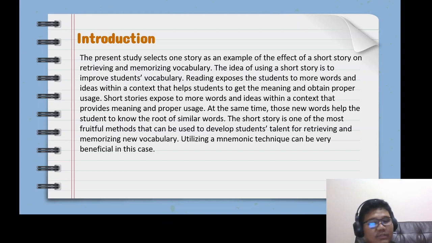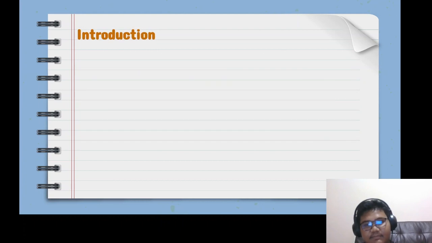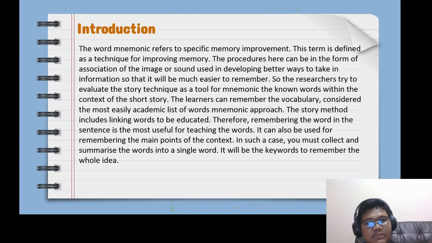The short story is one of the most fruitful methods that can be used to develop students' talent for retrieving and memorizing new vocabulary. Utilizing mnemonic technique can be very beneficial in this case. The word mnemonic refers to specific memory improvement. This term is defined as a technique for improving memory. The procedures here can be in the form of association of the image or sound used in developing better ways to take in information so that it will be much easier to remember.